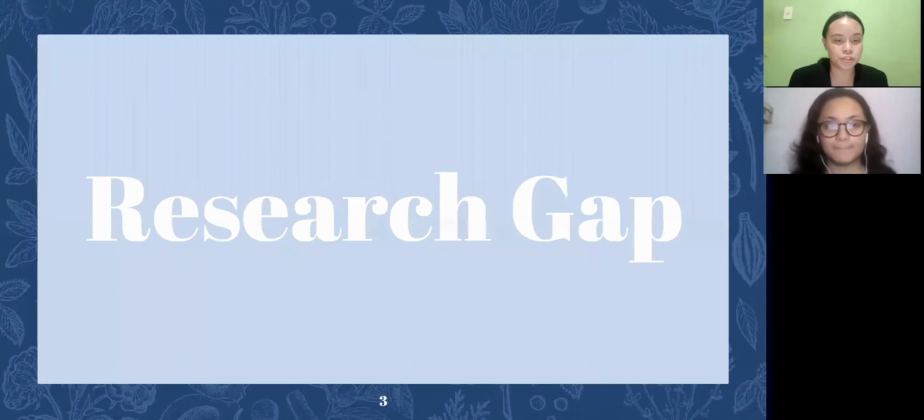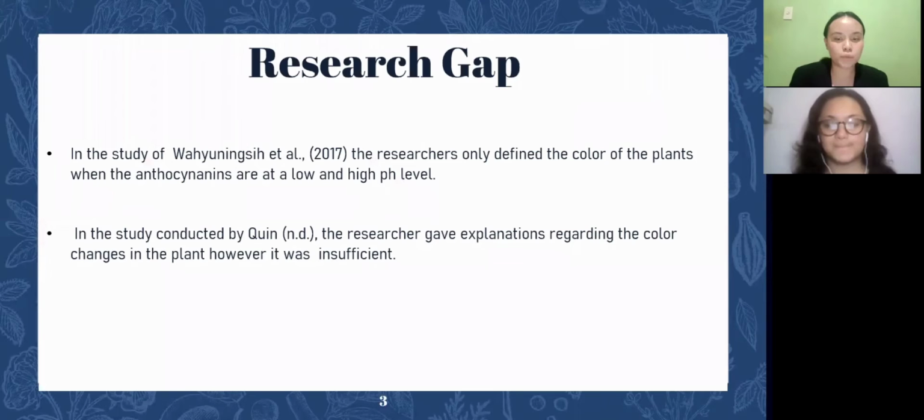Let's proceed to the research gap. The researchers in the first study were able to gather sufficient data to prove that anthocyanins in plants can be an effective food dye. They were able to explain in their study that pH is such a vital part in maintaining the color of the anthocyanin in plants.